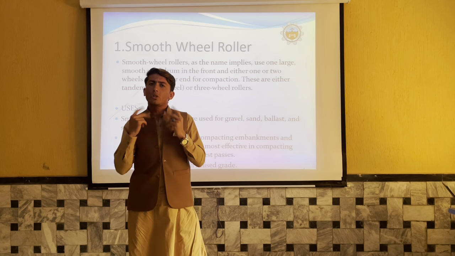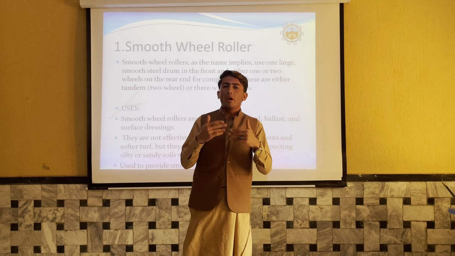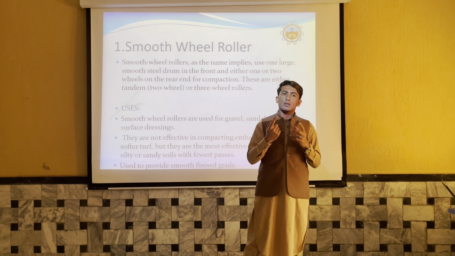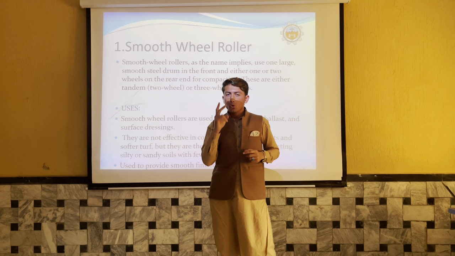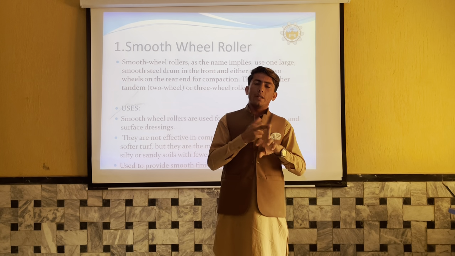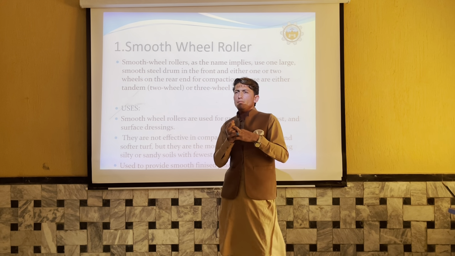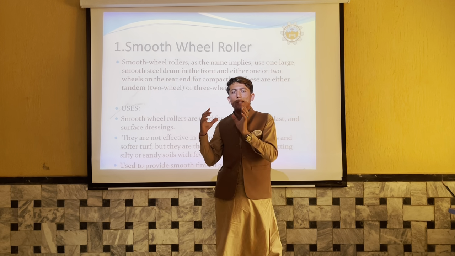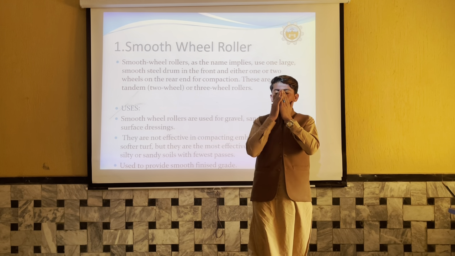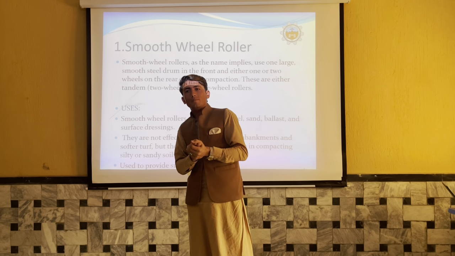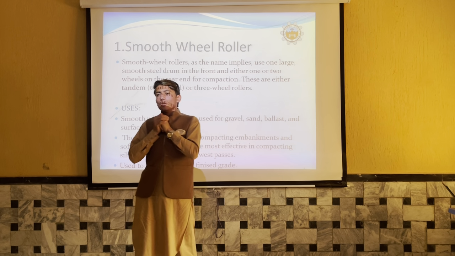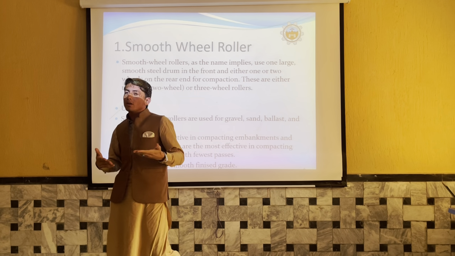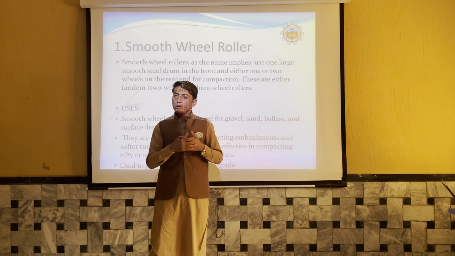We have two types of these smooth wheel rollers. One has two wheels, one in steel, and the two at the back are tires. So mostly they properly smooth the surface of the soil.